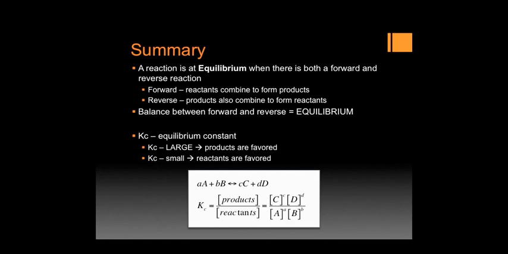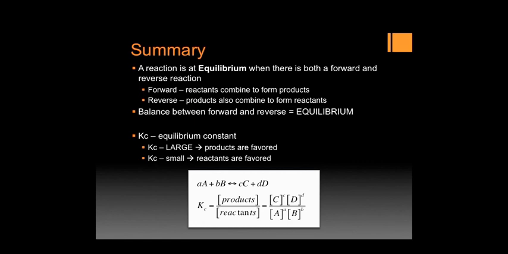We can measure this balance with something known as the equilibrium constant, or K sub C. If K sub C values are very large, that means we have a lot of products formed. We say that the products of the reaction are favored. If K sub C is a very small value, we say that the reactants of the reaction are favored.